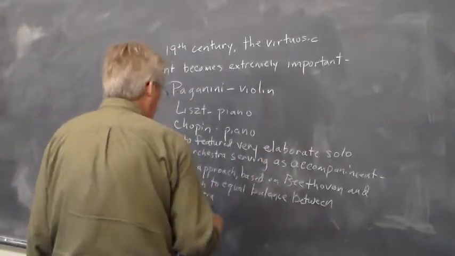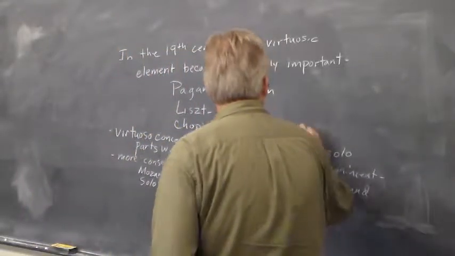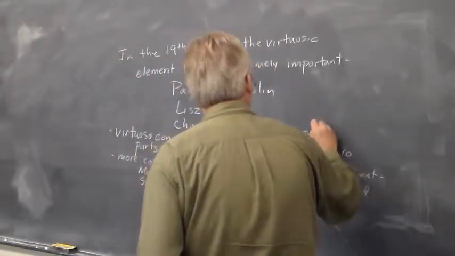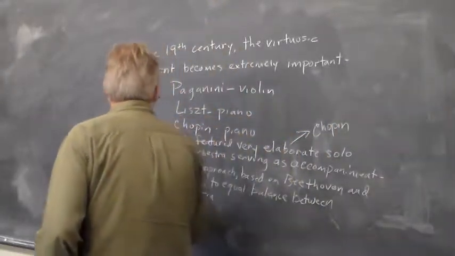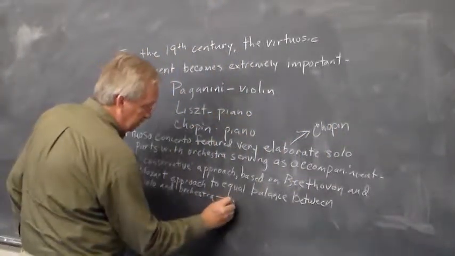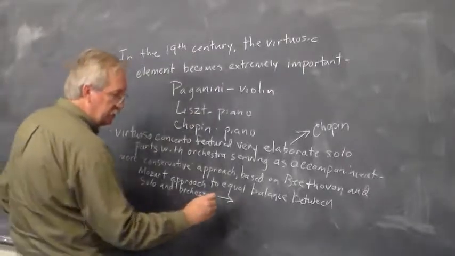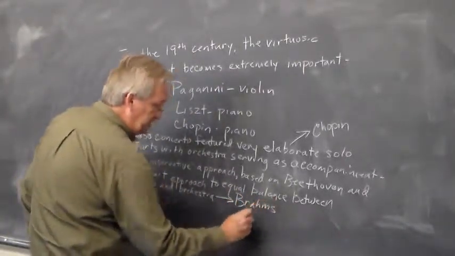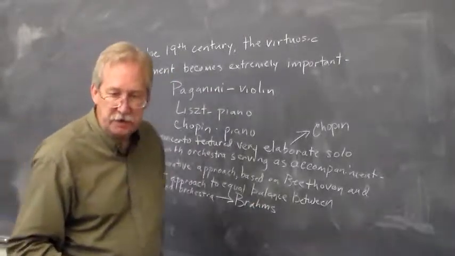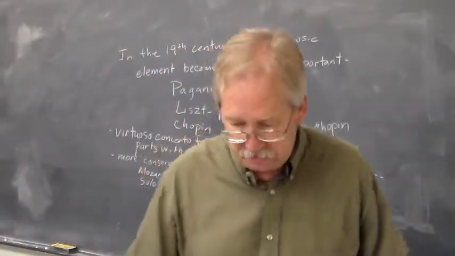So we'll put here a good example of this virtuoso concerto would be Chopin, and the best 19th century romantic concerto that's more orchestral is Brahms. And so we'll look at the second Brahms piano concerto here at the end of this section.